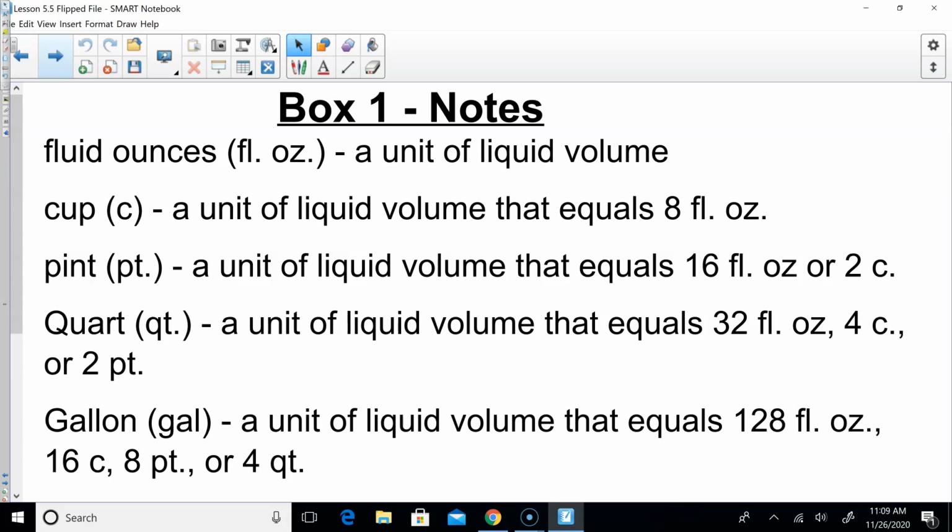So there are a ton of relationships on this chart that I'd like you to write down because it's those relationships that you need to know when we convert from one unit of liquid volume to another unit. So you can pause the video right now, write this information down, and we'll continue on.